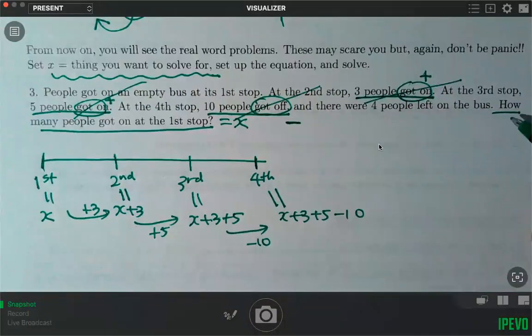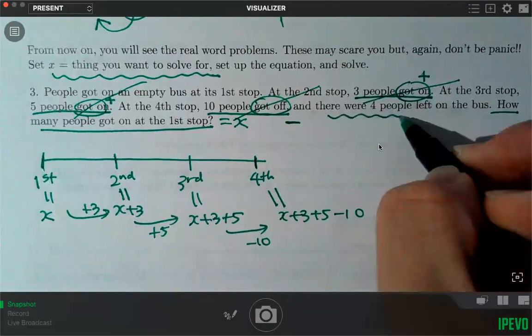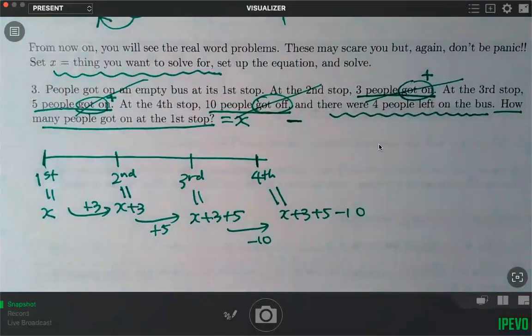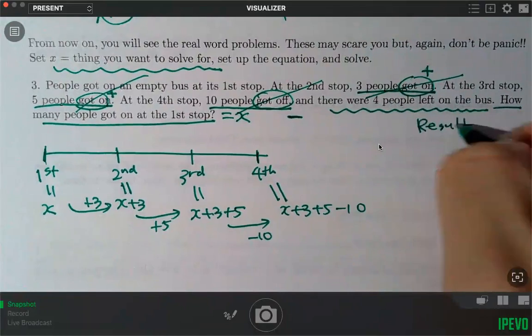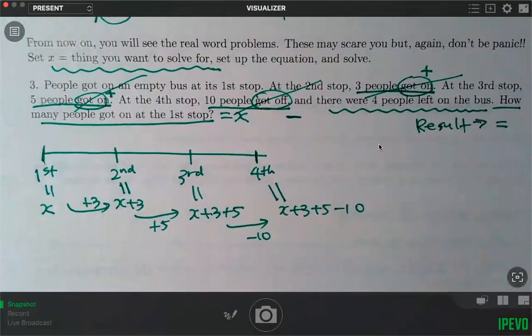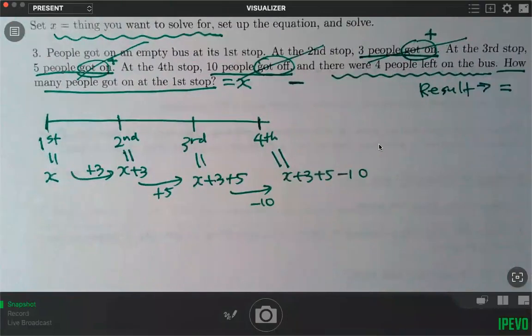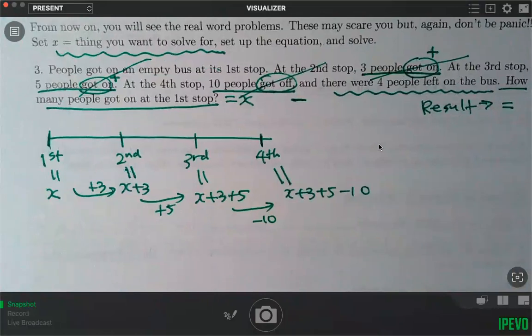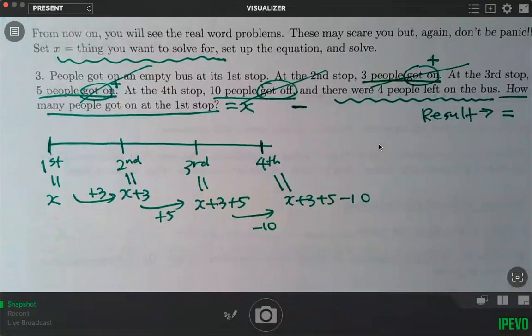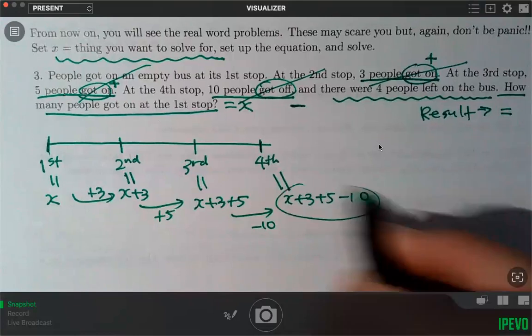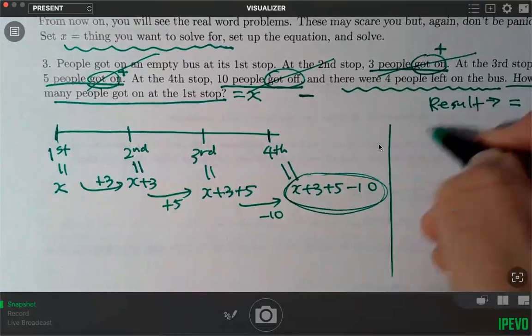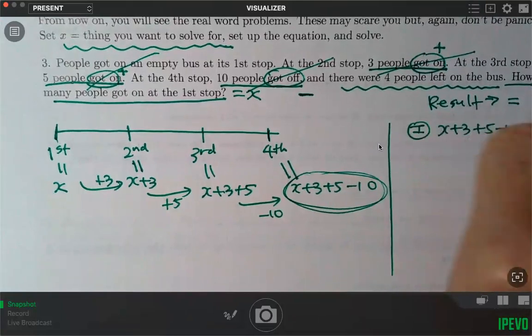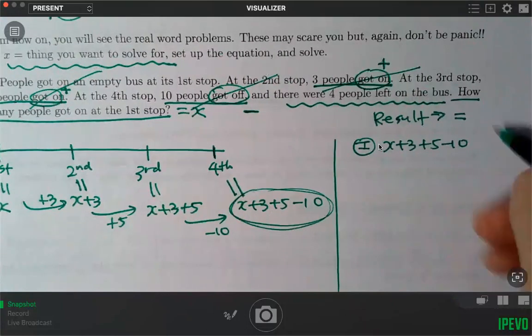And now, there's one more piece of information that we haven't used still, which is what? There were 4 people left on the bus. What does that mean? Right, that's the result. And what's the symbol for the result? Equal sign. So you said what equal to 4? Not x. This one, right? So this whole thing is equal to 4. So now what we have is x plus 3 plus 5 minus 10, which denotes the number of people left on the bus. That's equal to 4.